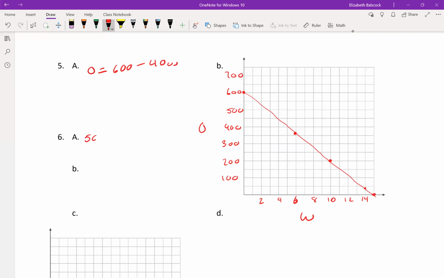So, if he makes 500, he gets 60. If he makes 1,000, he gets 120. If he sells 2,000, he gets 240. Pretty straightforward. Write an equation.